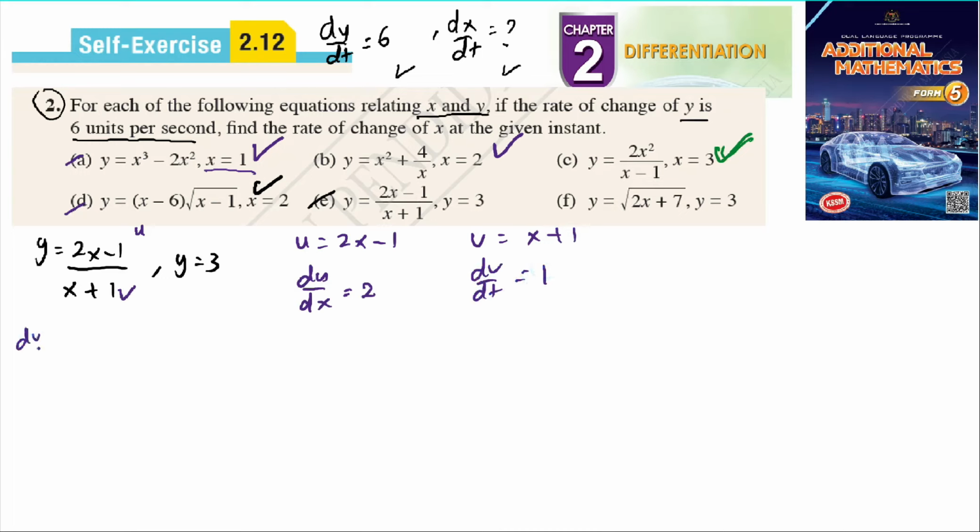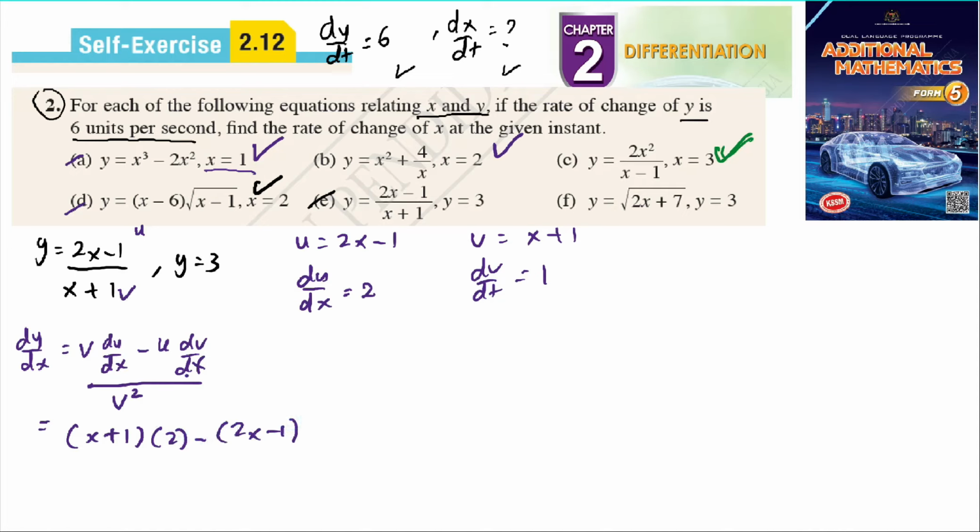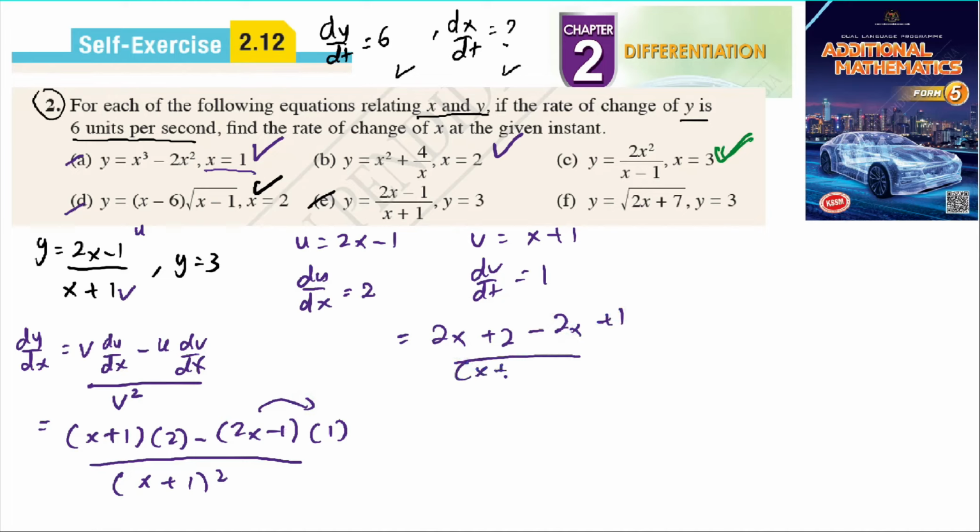So this one, dy over dx is equal to v du over dx minus u dv over dx, divided by v squared. So v is x plus 1, du over dx is 2, minus u is 2x minus 1, dv over dx is 1, divided by v squared. So v squared is x plus 1 squared. So x times 2, we get 2x. 1 times 2, we get plus 2. So minus 2x times 1 is minus 2x. Negative times negative 1, we get positive 1, divided by x plus 1 squared.